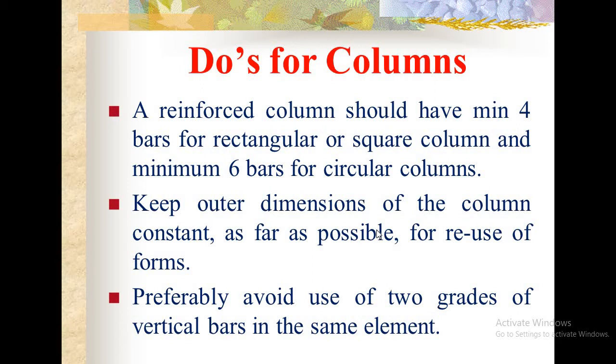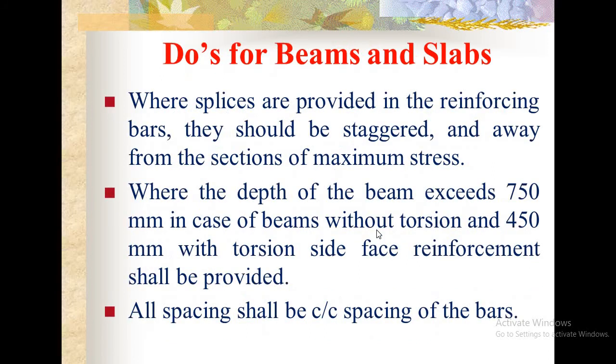Do's for columns. A reinforced column should have minimum 4 bars for rectangular or square column and minimum 6 bars for circular column. Keep outer dimensions of the column constant as far as possible for reuse of forms. Preferably avoid use of 2 grades of vertical bars in the same element.